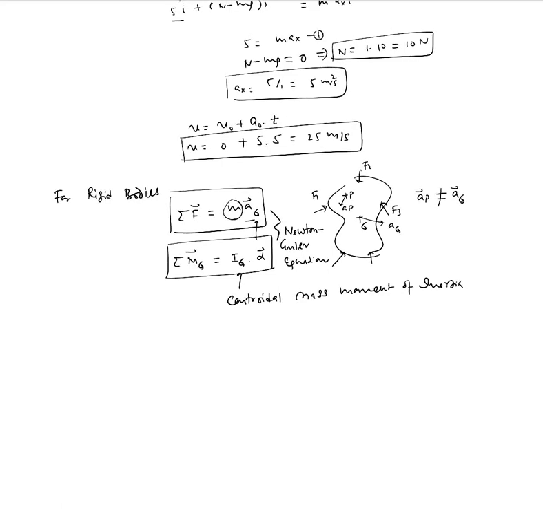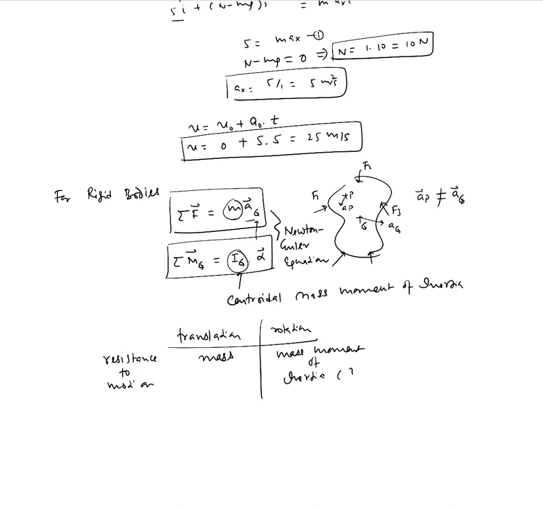Basically, just as mass in Newton's second law represents a resistance to translatory motion, I_G, the centroidal mass moment of inertia, represents an inertia or resistance to rotational motion. So think of mass M and I_G, centroidal mass moment of inertia, as sort of analogous to each other. So let me write this. Here we have translation, and here we have rotation, and we're talking about resistance to motion. Resistance to motion in translation is mass, and in rotation it is mass moment of inertia. So the symbol is I sub G and this one is M. Okay, so that's what I_G is useful for.